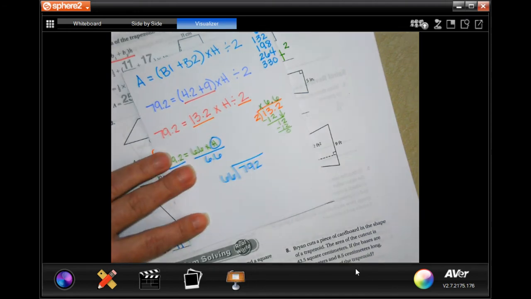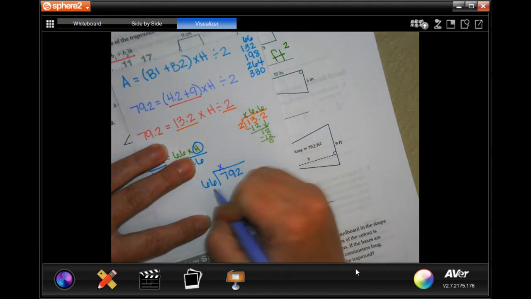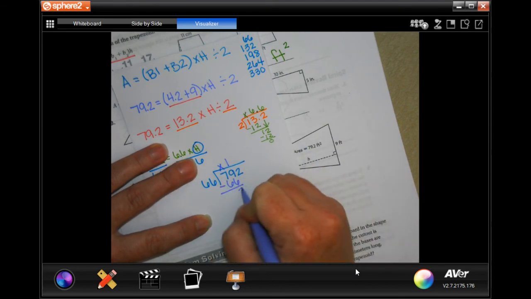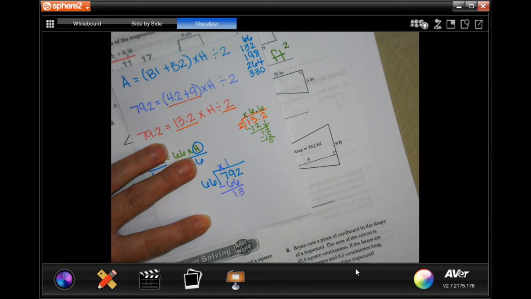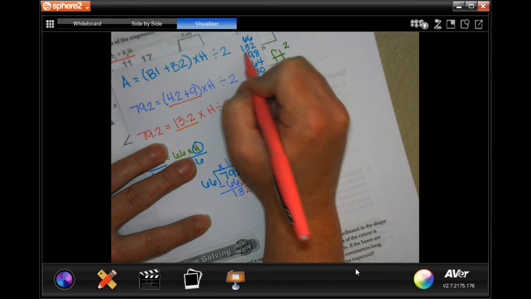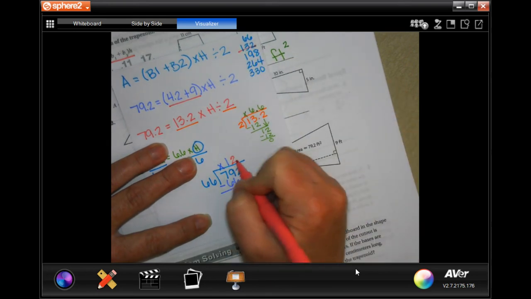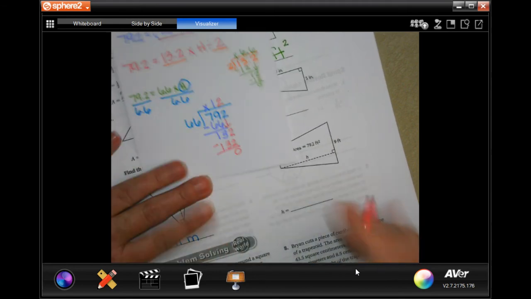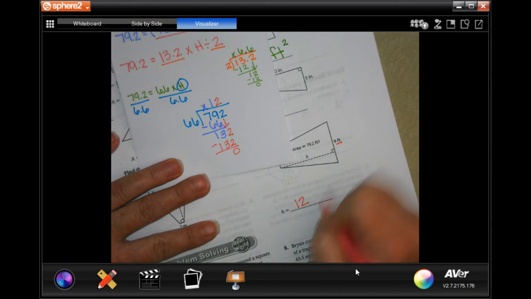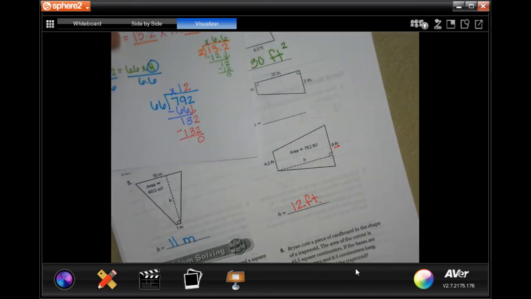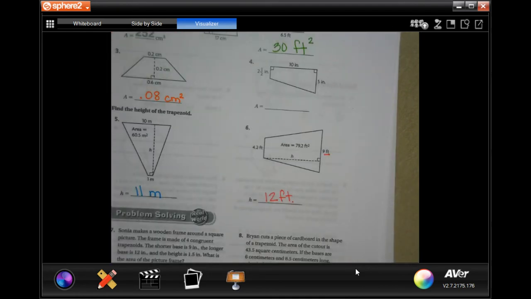So 66 is not going to go into 7. It will go into 79 one time. When I subtract, I'm going to get 13. 13 is definitely smaller than 66. So I'm going to go ahead and bring down that 2 and look right there. I have 132, for 2 times that was 132. Subtract. So my height is 12 feet. Done. So we're going to go ahead down and do the problem solving, the word problems down at the bottom.